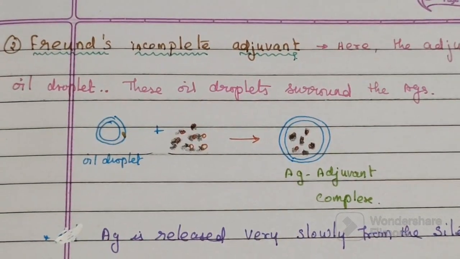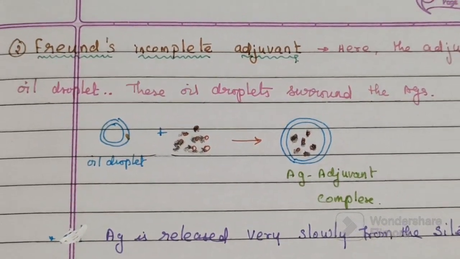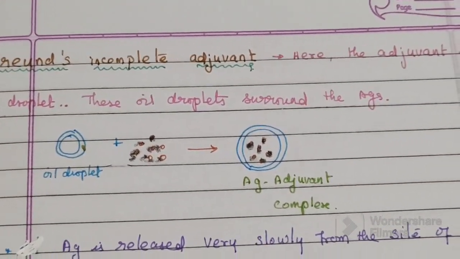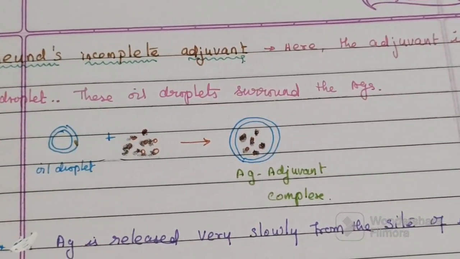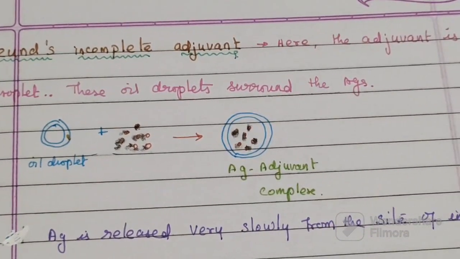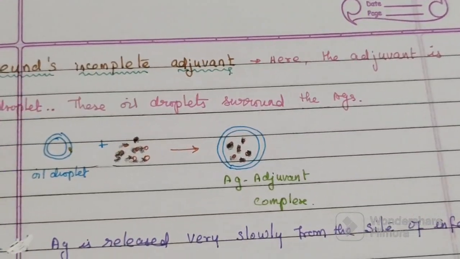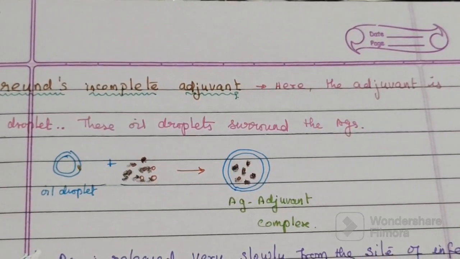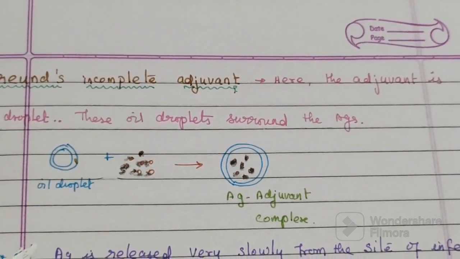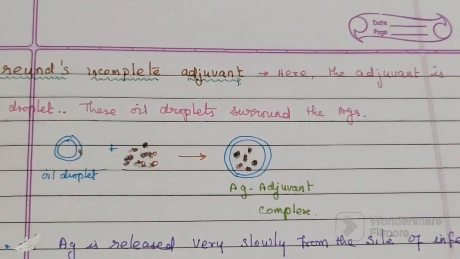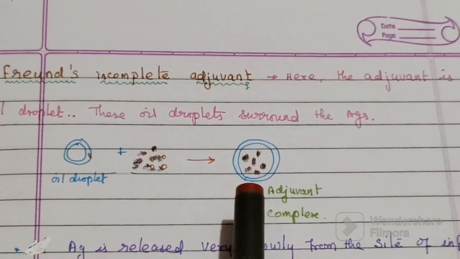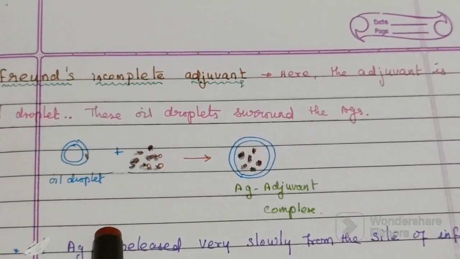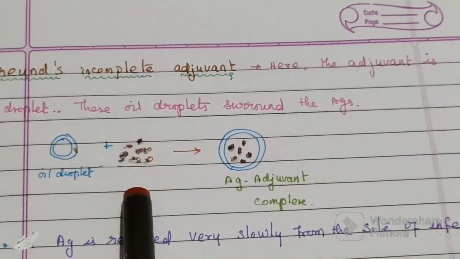The second example of an adjuvant is Freund's incomplete adjuvant. In this case, the adjuvant is oil droplets. When we use oil droplets as the adjuvant, the oil droplets surround the antigen. So this is the oil droplet, and this one is the antigen.